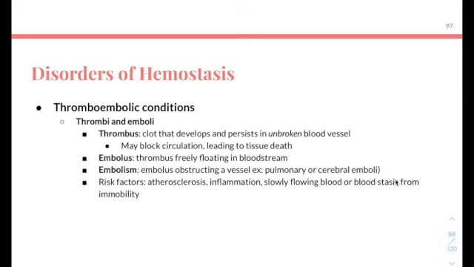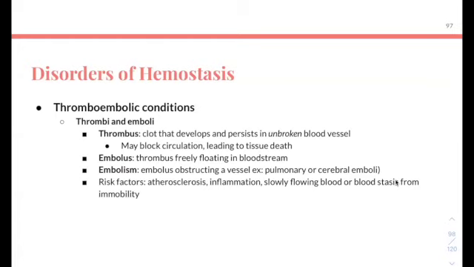And an embolism is where that embolus that was freely floating in the blood obstructs a blood vessel. Pulmonary, it happens in the lung somewhere, or cerebral, it happens in the brain somewhere. A cerebral embolus is usually what causes a stroke, because your brain's not getting the blood supply that it needs to function correctly.